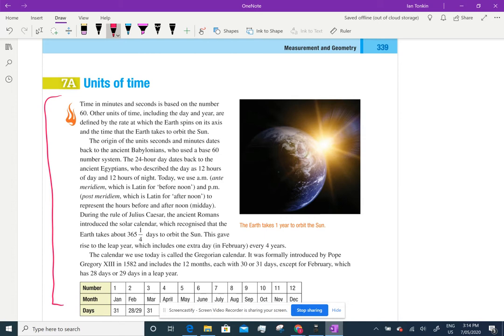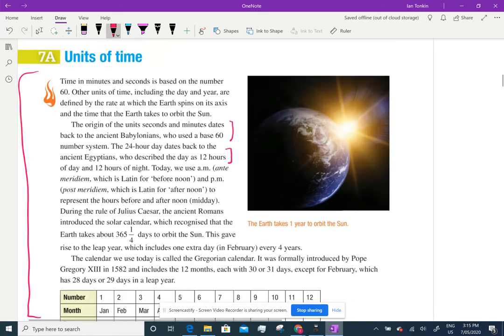Okay, now that you've read it, there are some things you need to understand. So the Babylonians gave us the base 60. So they're the ones who divided time up into a base 60. The 24-hour day comes from the Egyptians, and they split the day into 2 sections, 12 hours of day and 12 hours of night. Now here's the important bit.